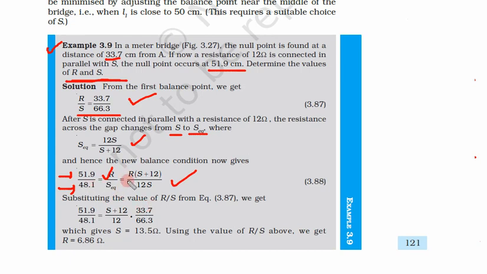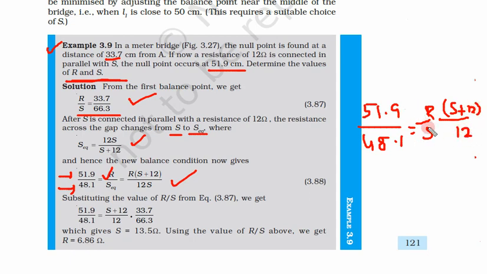Substituting the value of R by S, so we know this. Let us again rearrange this. So we have this new equation, 51.9 upon 48.1 is equal to R upon S, and here we have S plus 12 by 12. So this R by S we know from here. So putting this value, 51.9 upon 48.1, this S plus 12 upon 12 is already here.